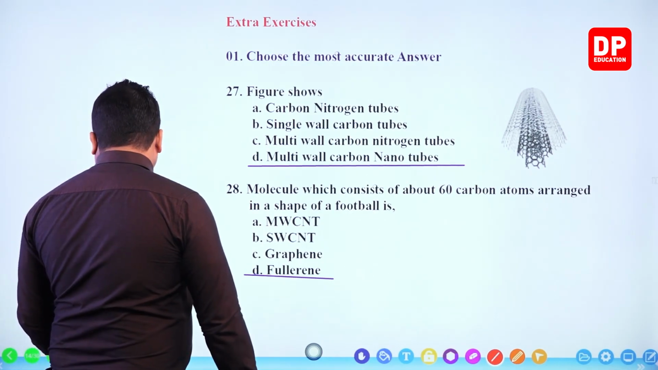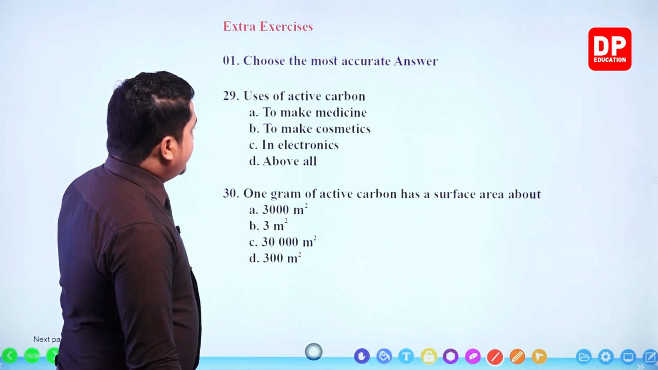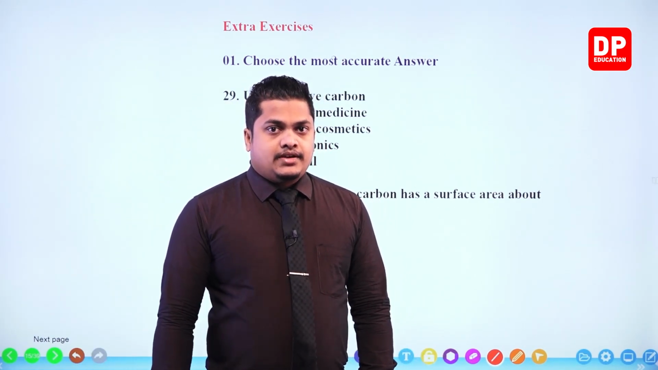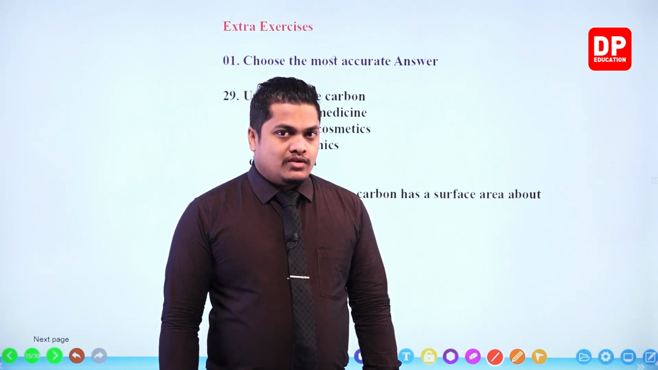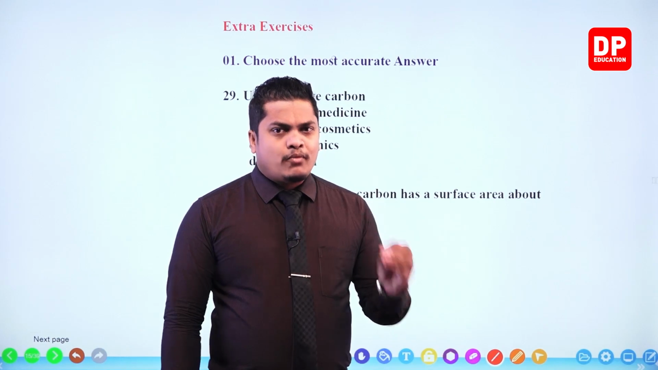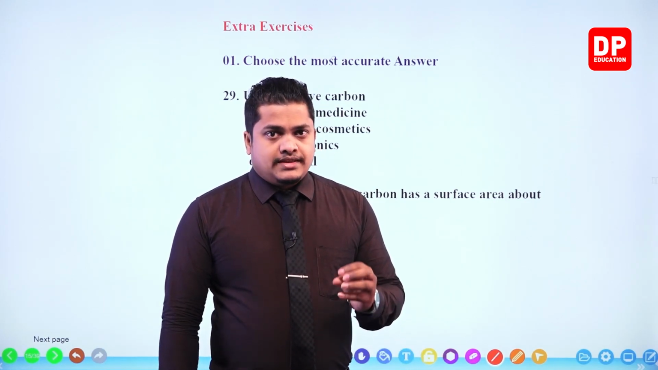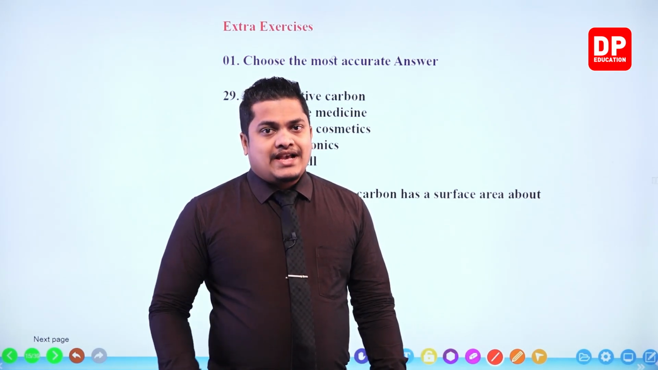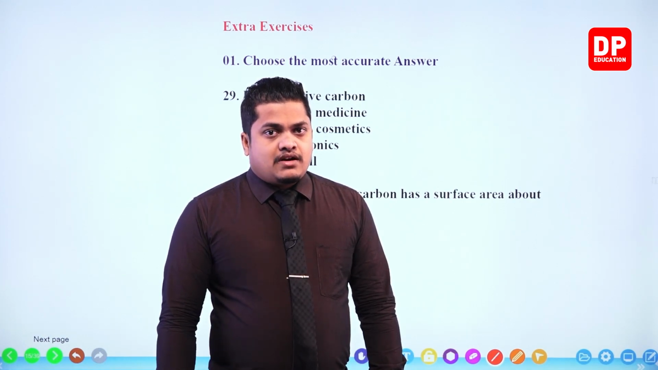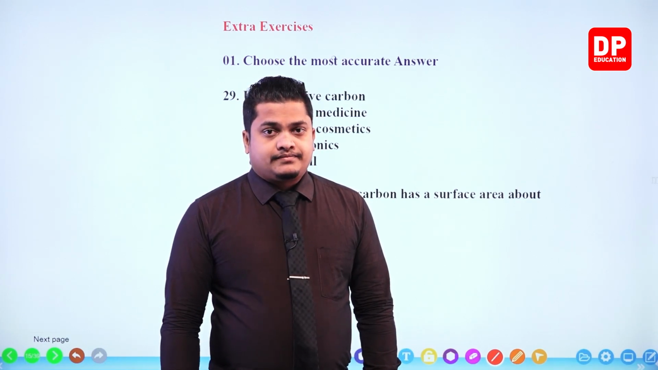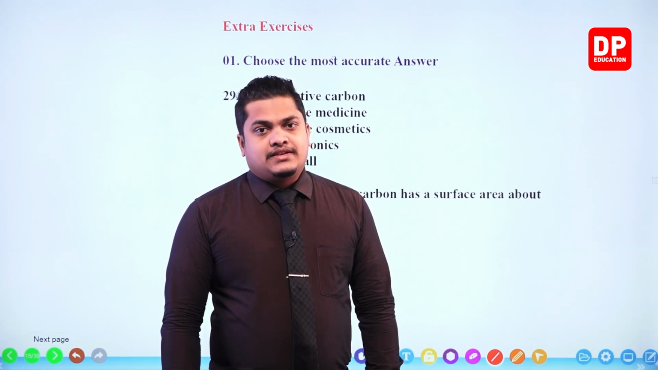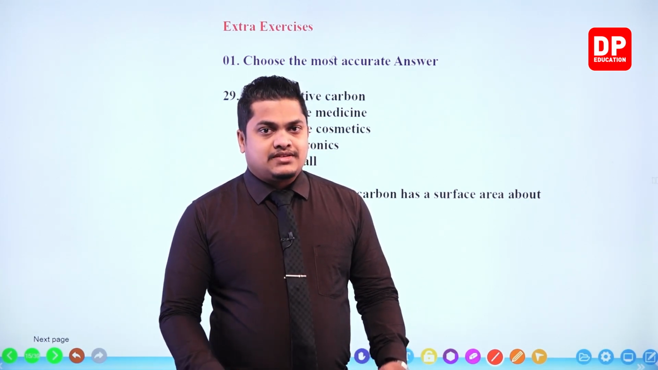Next one. Uses of active carbon. So what is active carbon, my dear children? Active carbon, or simply we can say charcoal, right? You know charcoal has the purification ability. It's because it has very small pores, which are in the nanoscale actually. So it has the ability to absorb certain things. The surface area of active carbon is going to be very high. As it has a very high surface area, it has the ability to absorb certain substances into it.